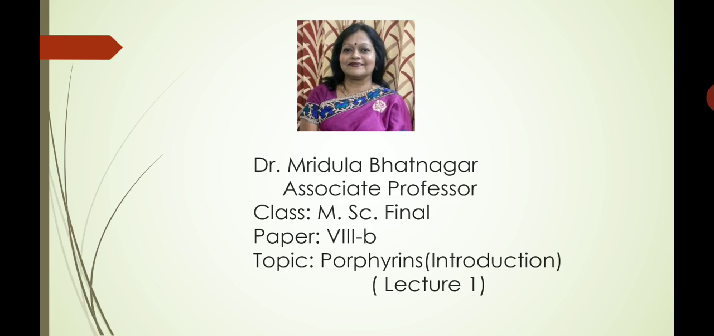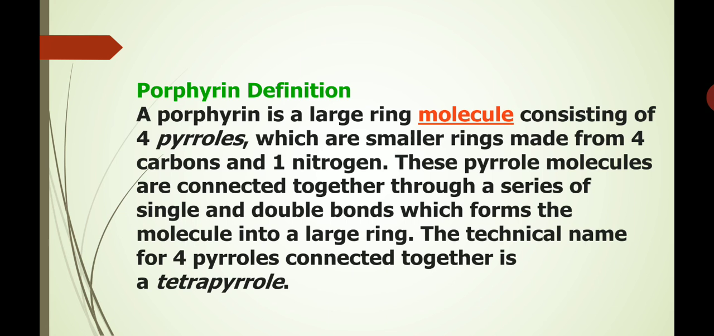Today I'll start a new topic of porphyrins, and in this topic I'll cover the introductory part of porphyrins. What are porphyrins? A porphyrin is a large ring molecule consisting of 4 pyrroles, which are smaller rings made from 4 carbons and 1 nitrogen. As we know, the pyrrole ring is a 5-membered heterocyclic compound, and it has 4 carbon atoms and 1 nitrogen atom as a heteroatom.